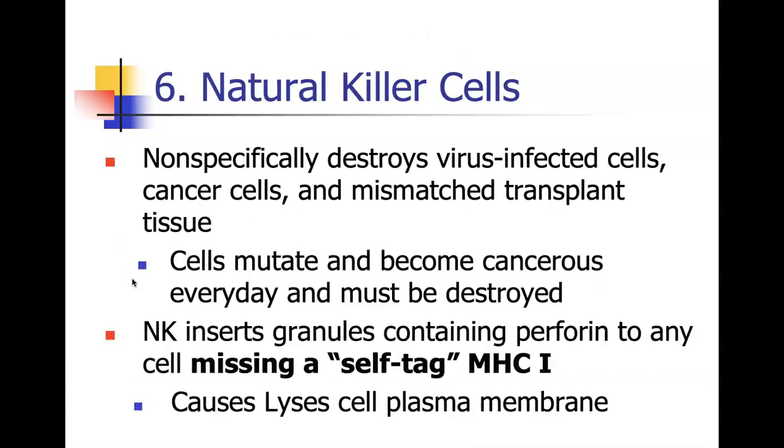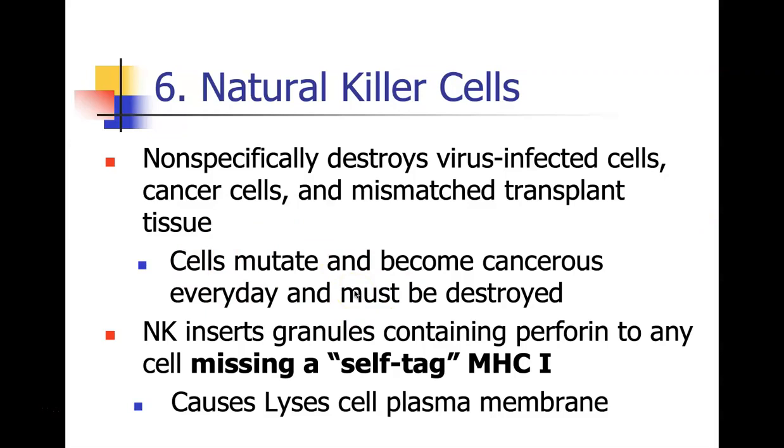Natural killer cells are the sixth part of our innate immune response. And again, this is nonspecific. So innate immunity is nonspecific. But what they do is they destroy virus-infected cells, cancer cells, and mismatched transplant tissue. There have been major technological advances in using these natural killer cells in order to combat cancer. Cells do mutate and become cancerous every day, and so they must be destroyed. So things like natural killer cells can help with that.